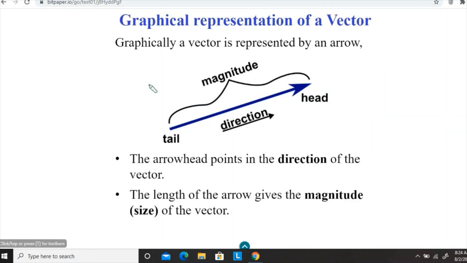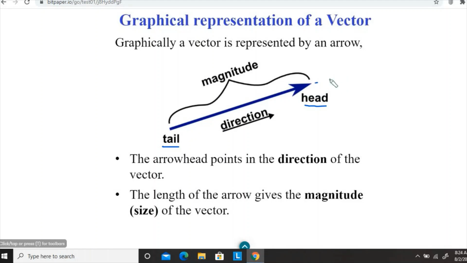Graphically, a vector can be represented by an arrow. A vector has a magnitude as well as a direction. The magnitude of the vector is represented by the length of the arrow, that is the distance from the tail of the arrow to the head of the arrow. The direction of the vector is represented by the arrowhead. The arrowhead is pointing in a certain direction relative to space, and that's the direction of that particular vector.